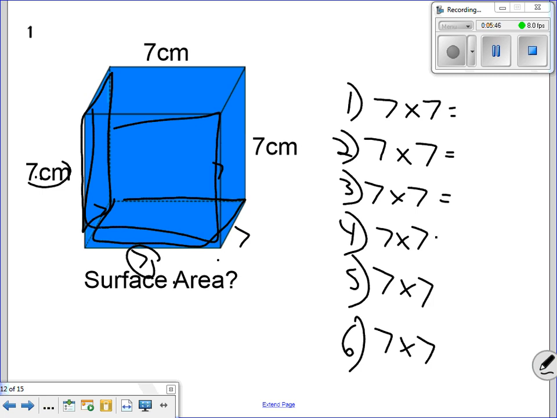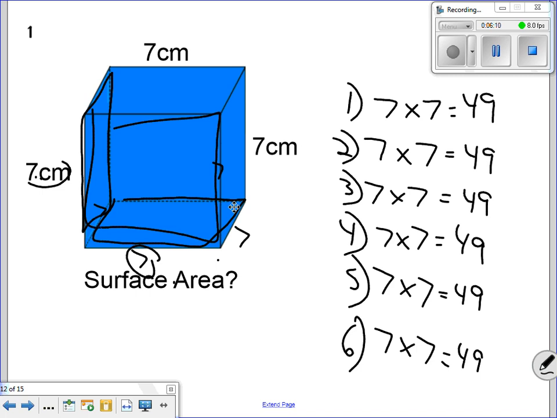Yes, I'm going to require you to write this out for every single problem when doing surface area. The reason why is if I just miss one of these faces, I won't have the correct surface area. 7 times 7 is 49. 49. 49. A cube's pretty easy, as you're probably noticing. Okay, 6 sides, or 6 faces, I apologize.